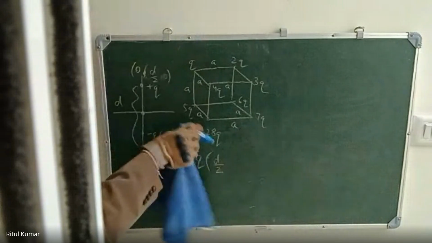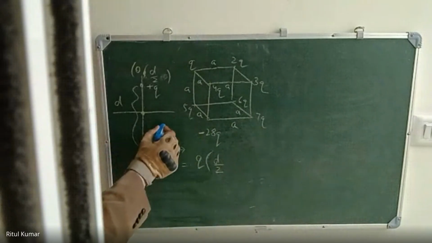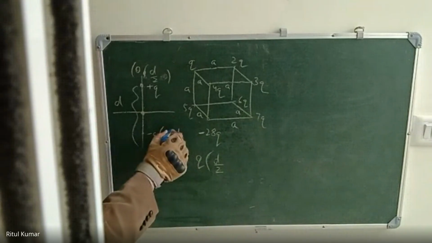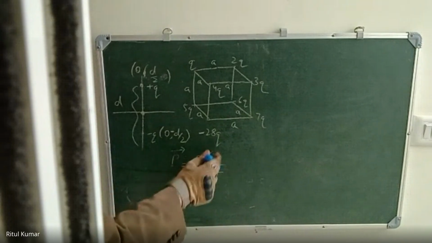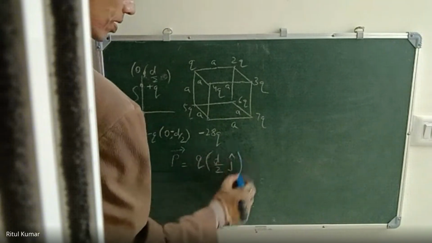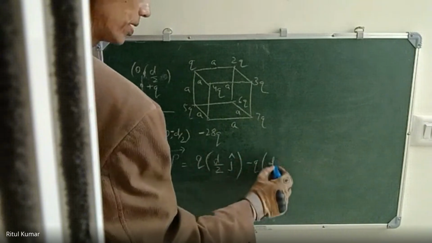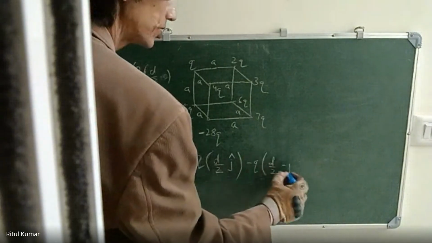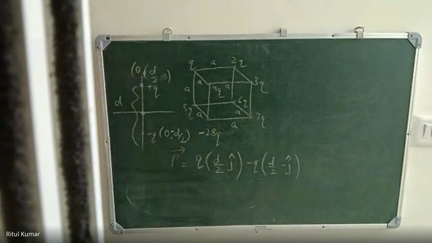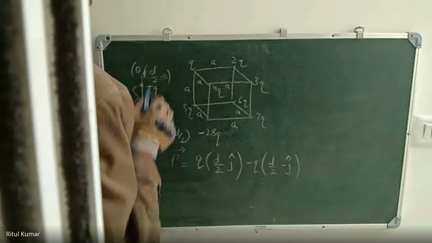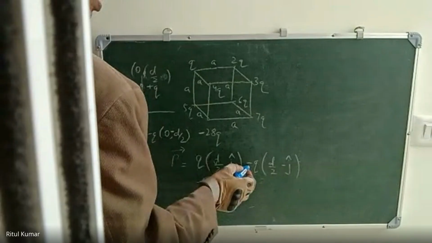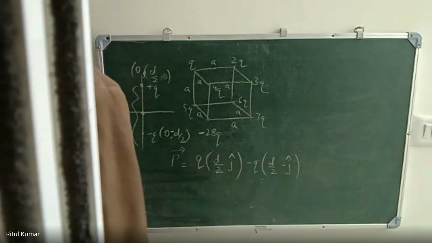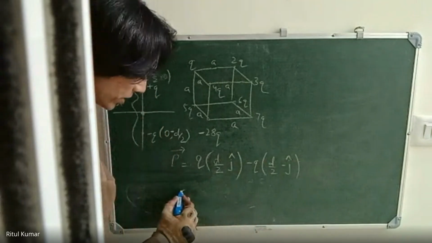That's the customary, in adherence to the precedent set. I take 0 as the x-axis and d by 2 as the y-axis. So q times d by 2 j cap for this one, and minus q times d by 2 minus j cap for this one. Do check. Is it okay? Charge multiplied with position vector, first one, secondly the same. Charge multiplied with position vector, and adding them. What do we get to see?